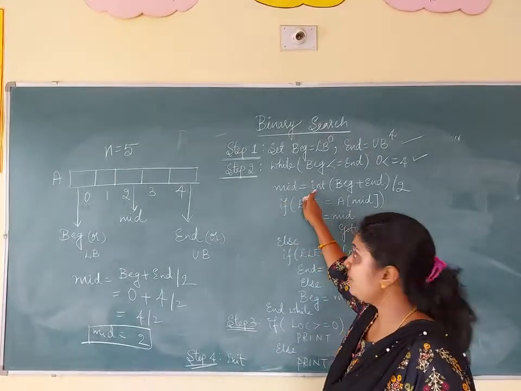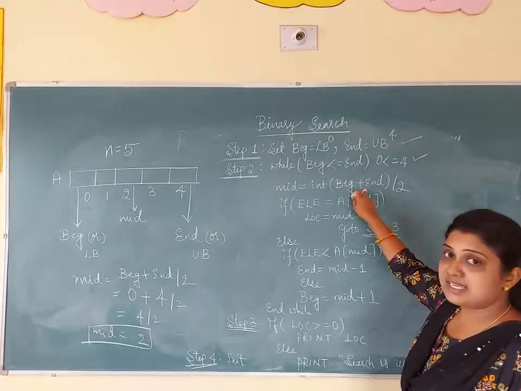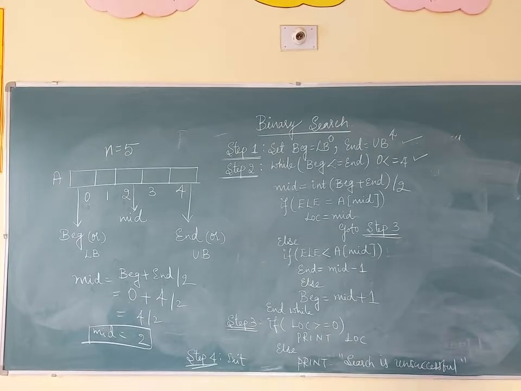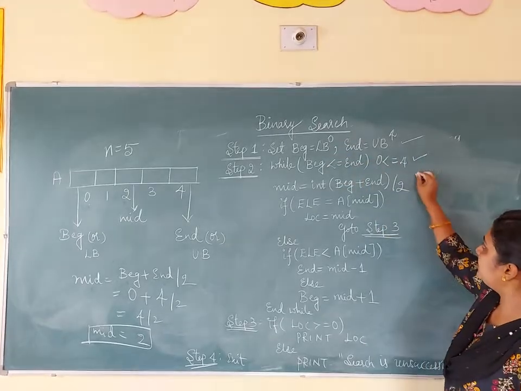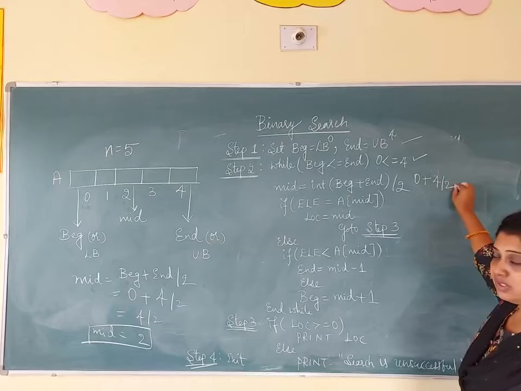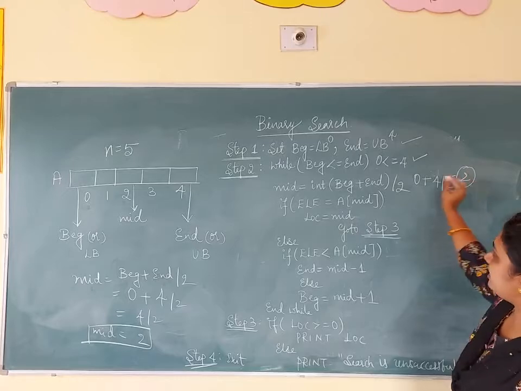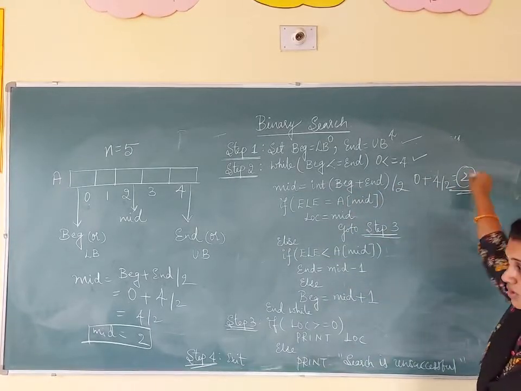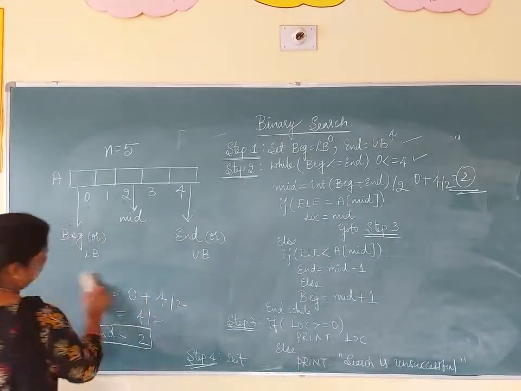mid is equal to int of beginning plus end divided by 2. What is my beginning value? That is 0, plus what is my end value? 4, divided by 2. So 0 plus 4 divided by 2, how much? 2. So now the mid value is 2. So already we have calculated the mid value. We got the mid value, that is 2.